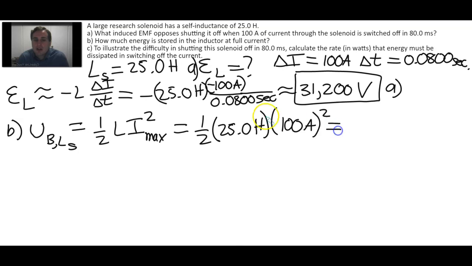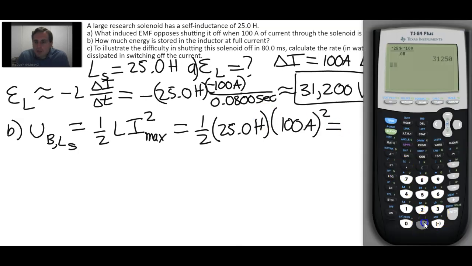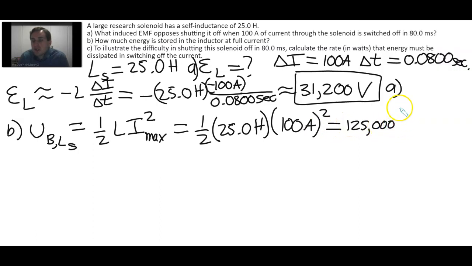So let's get this value. We need 0.5 times 25 times 100 squared. Okay, so we should have 125,000 on the nose. That's 3 significant digits. These zeros on the end are insignificant, and that's going to be joules. Again, it's 125 kilojoules. That's a lot of energy.